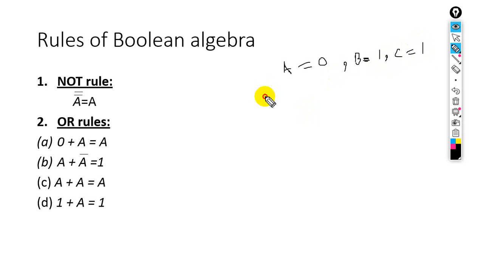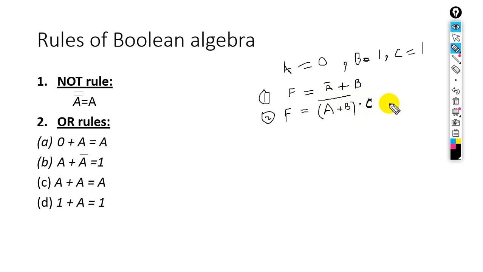So now I'm giving you questions. Question 1: if we have function f is equal to a bar or b, solve this. Question 2: f is equal to a Boolean expression, (a or b) whole bar and c. So this is a question. Now let me solve these questions.